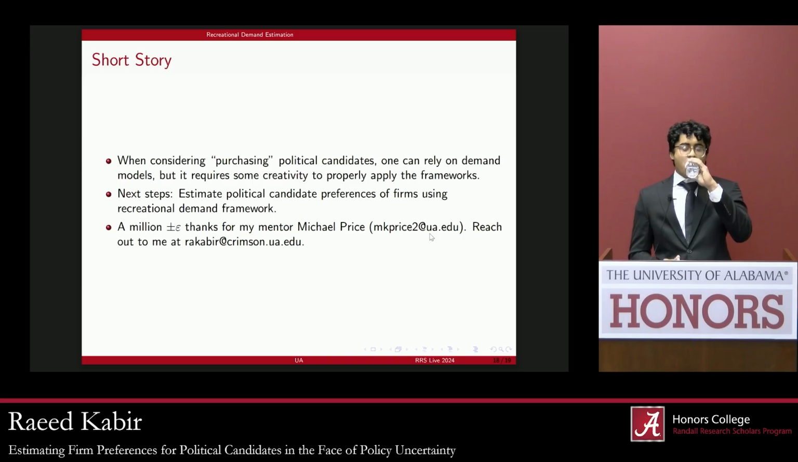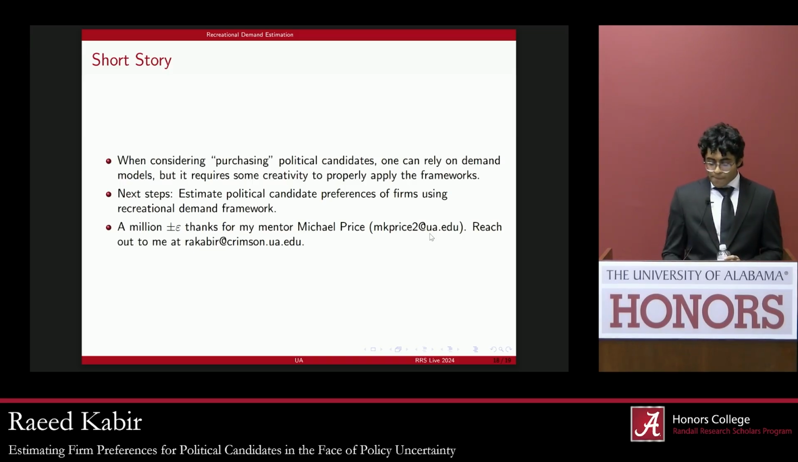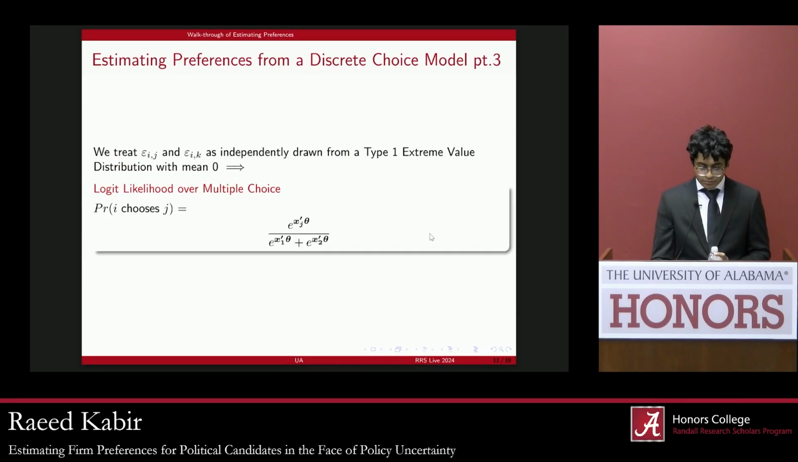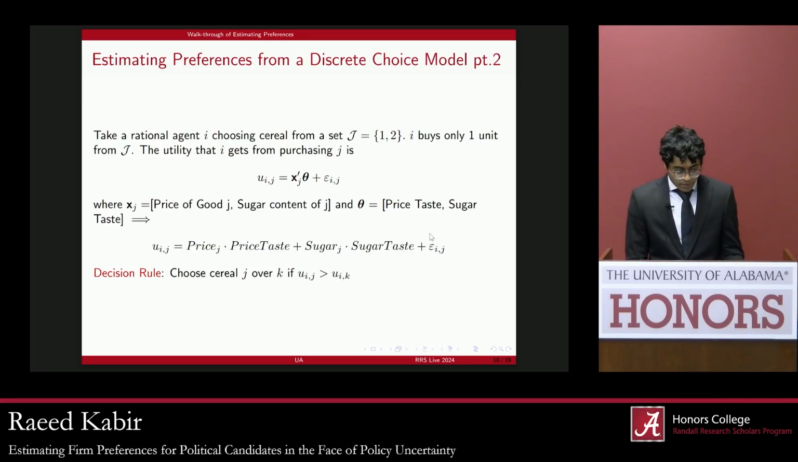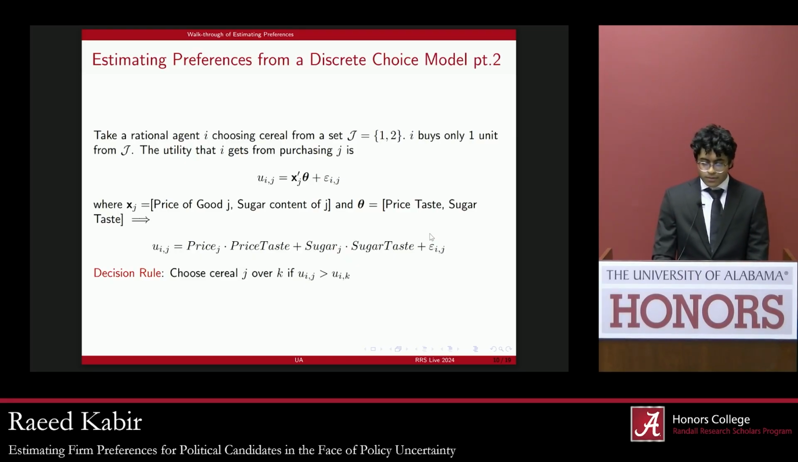Thank you for the talk. In your toy model of cereal, your theta vector was just an agent-independent population vector. I was wondering if you could speak a little more on that. Why does that cover what unique things different companies might be looking for in terms of political candidates? Or am I misunderstanding the role of theta in this kind of model?